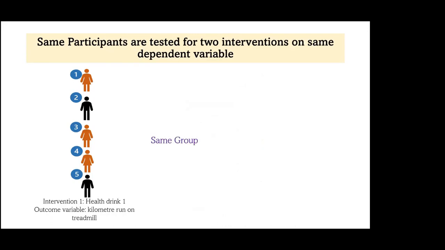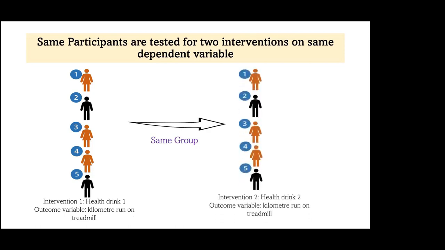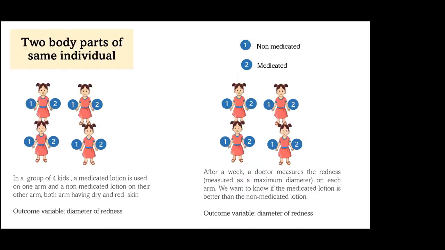Again, like if you are giving this group of people health drink 1 and measured the distance run over the treadmill, again the same group you have given another health drink, health drink 2, and again you have measured the kilometers run on the treadmill, and then you can compare it. So this is an example of the same group under two different interventions.